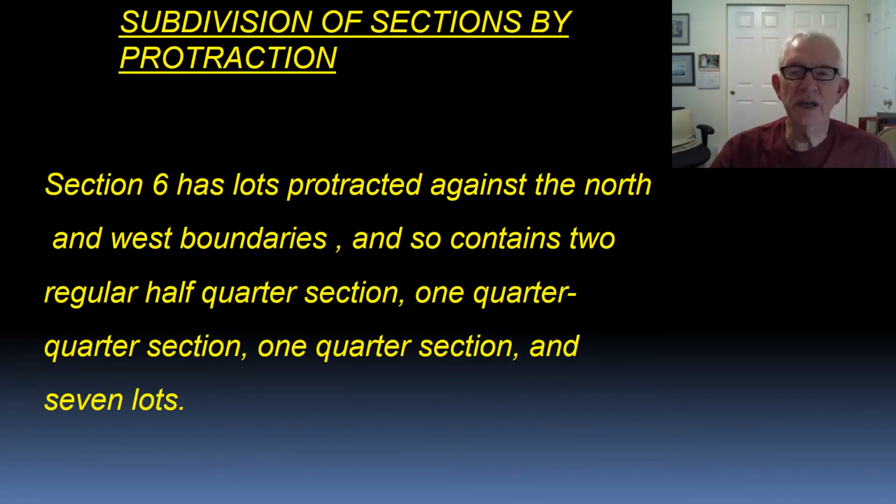Now, section 6, in the northwest corner of the township, the error is going to the north and to the west. So in section 6, lots are protracted against the north and the west boundaries, and so it contains 2 regular half-quarter sections, 1 quarter section, and 7 lots. Again, don't get confused. I have pictures.